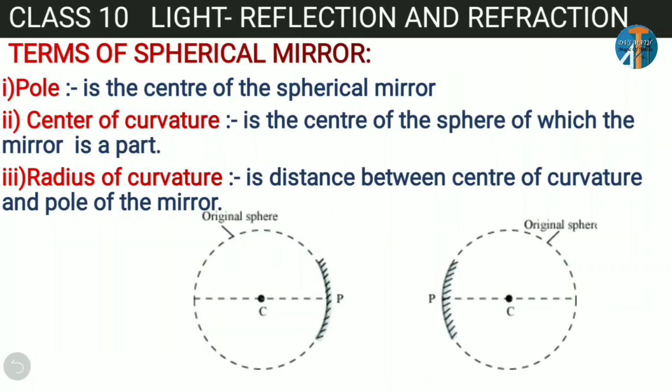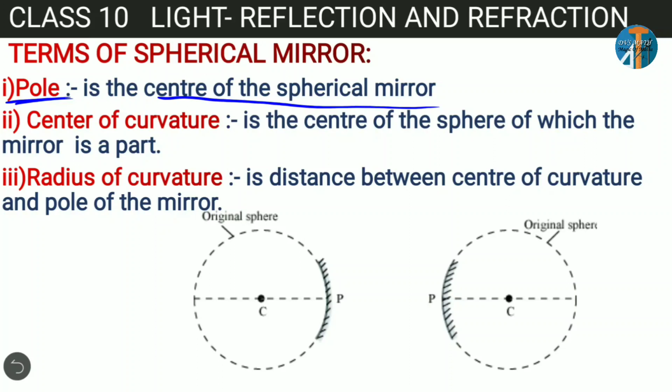Now, particularly if we come to the mirrors, it may be a concave mirror or a convex mirror. In this we have some terms to understand. Number one is the pole of the mirror. If we consider a mirror, it has some terms or positions, and the first one we call the pole of the mirror. What is this pole? It is the center of the spherical mirror.